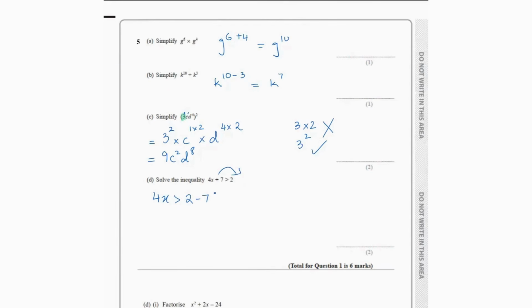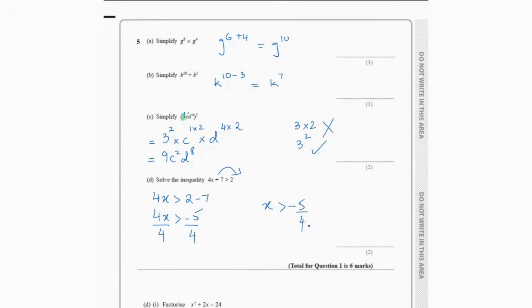Whenever you move a term from one side to the other side, it does the opposite. Over here, it's plus 7, so on the right-hand side, it's going to be minus 7. So that's negative 5. Next, we're going to divide both sides by 4 because you want to find the value of x, not 4x. So x is greater than negative 5 over 4.